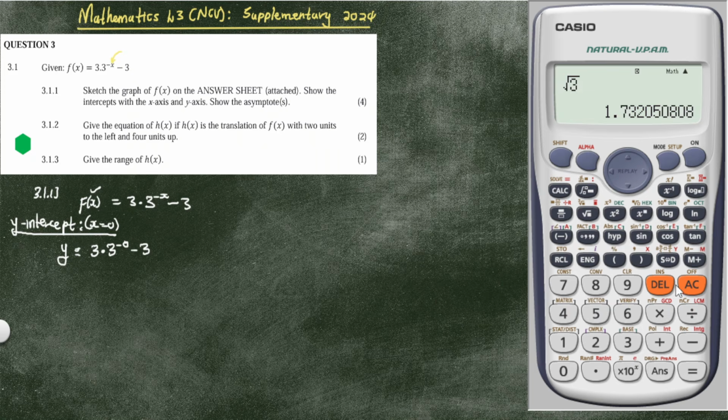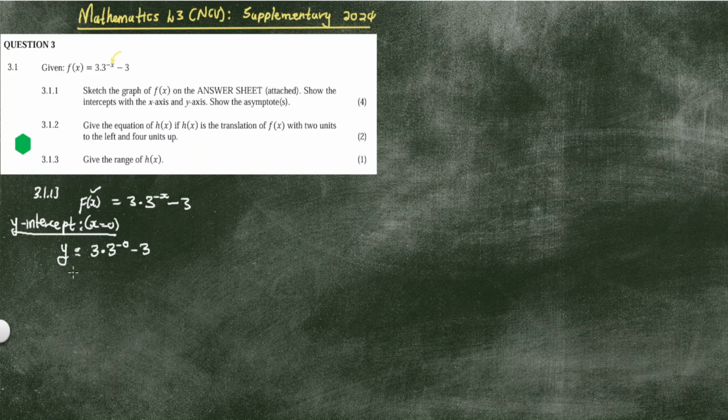Solving this, it's 3 times 3 raised to exponent minus 0, minus 3. I'm getting a 0 now. So y is equal to 0. This means that I have a y-intercept at (0; 0).